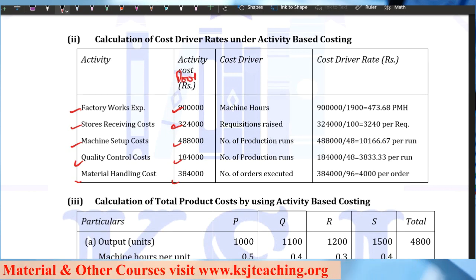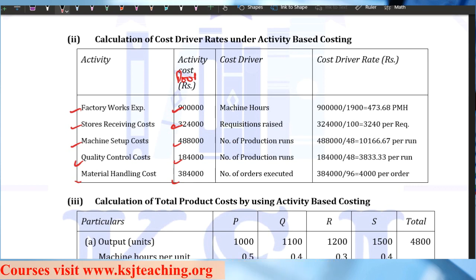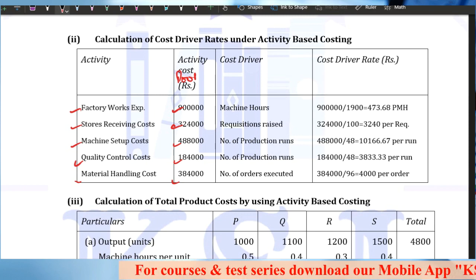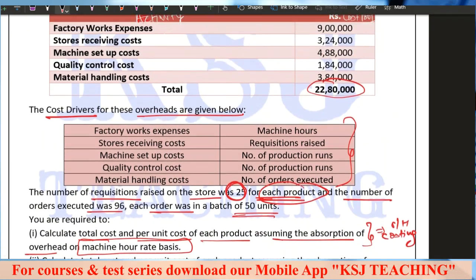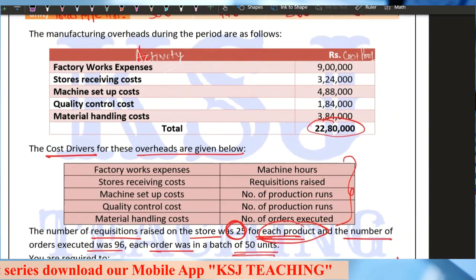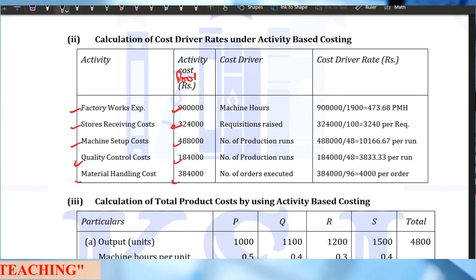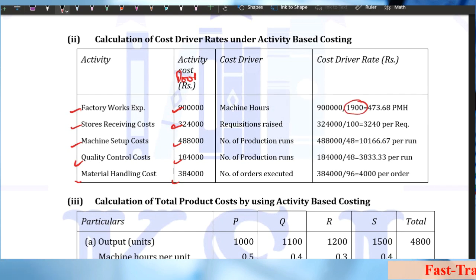Cost driver is given to you: machine hours, requisitions raised, number of production runs, number of production runs again, and number of orders executed. Now, machine hours. How to calculate machine hours? Machine hours are given to you, 1900. Total cost divided by the cost driver, that is 1900.